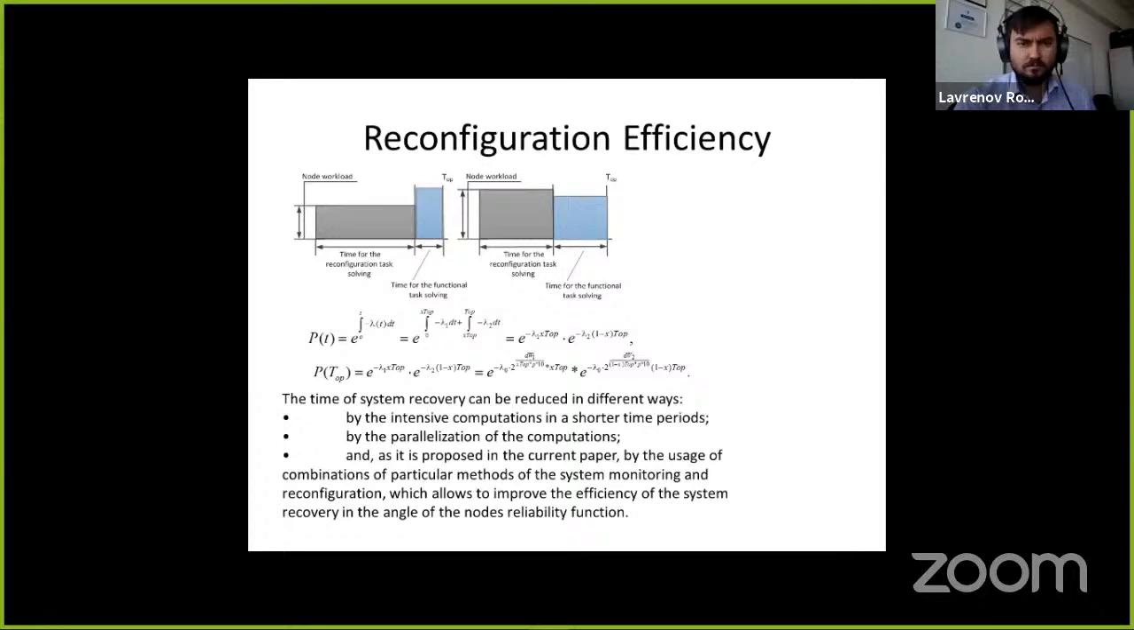Indeed, consider the situation when configuration tasks are processed by computational nodes with high workload, while the remainder of the time the nodes work in operational regime. Then the process can be described by the following scheme, which is presented in the slide. Also, reliability function equations are presented too.